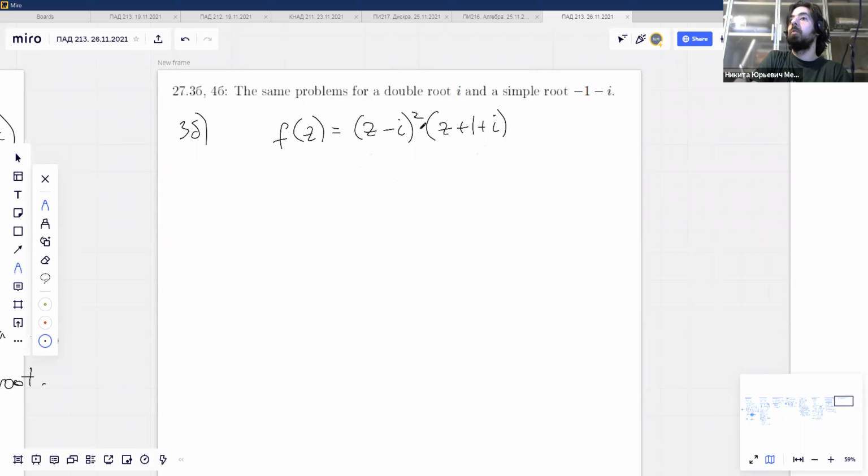Again, if I look for all such polynomials, I can write times g of z. And if I look for the smallest one, then it's simply this. Nothing really needs to be proved. It's obvious.